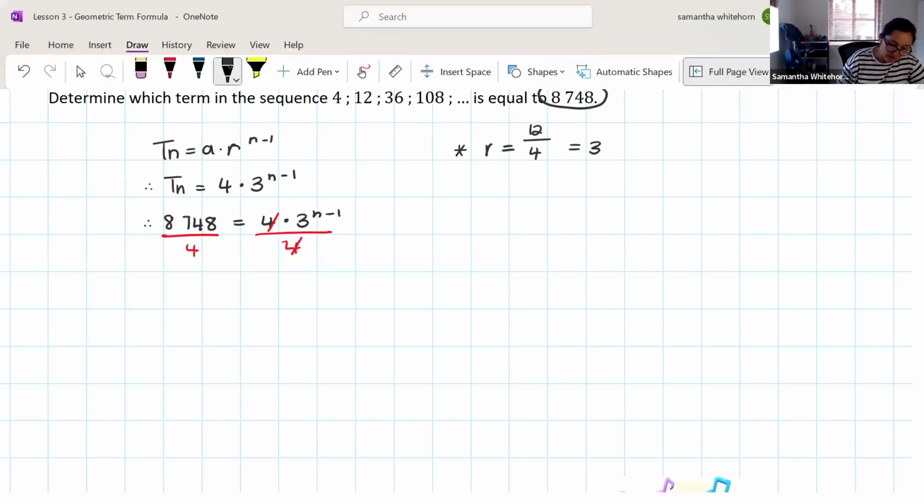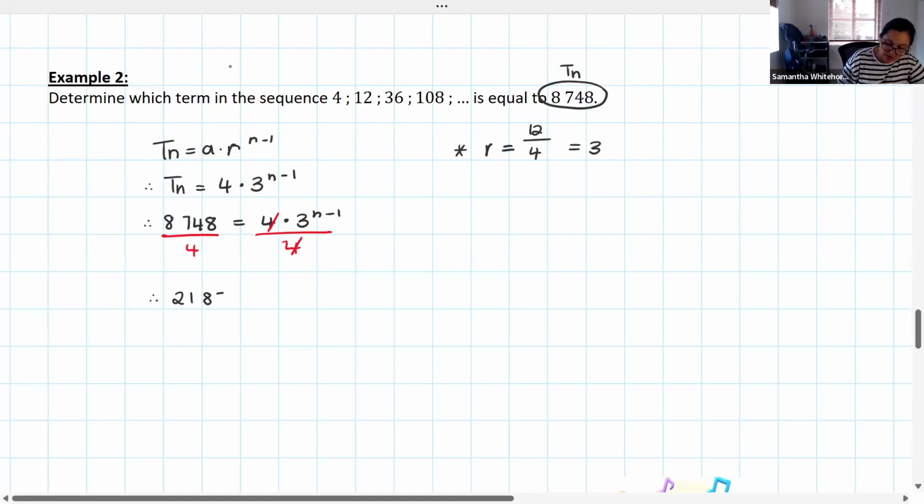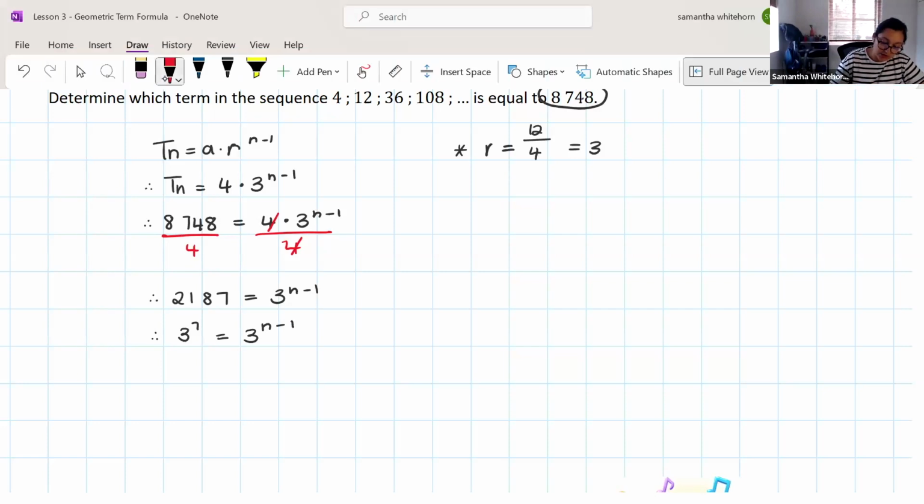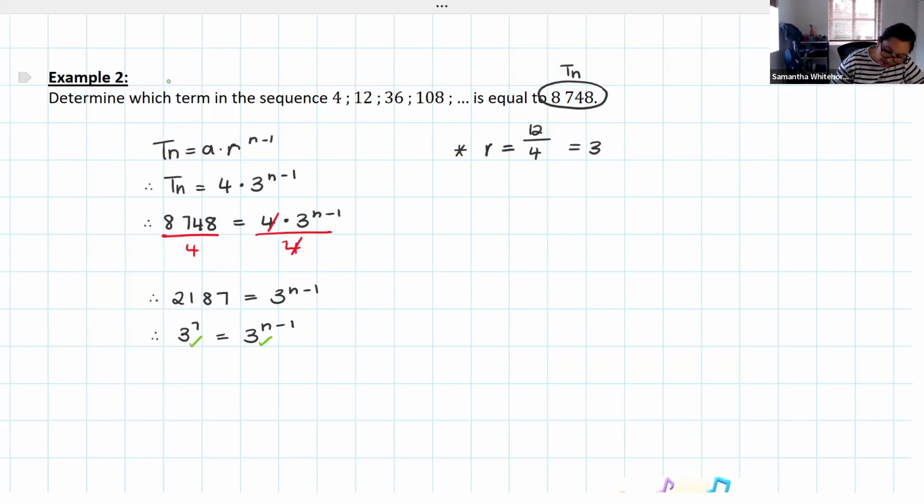If I divide 8,748 by 4, I get 2,187. Got one term on the other side, no issues. Now what I want to do is I want to write that 2,187 as a prime base. You can use your calculator. Probably want to use the ladder method for this. It probably will take a little longer, but if you need to, go for it. But what we find is that 3 to the power 7 is equal to 3 to the power n minus 1. Now remember the basic rule of exponential equations. What we need to do is we need to get our bases the same. And once the bases are the same, we can equate the exponents. So now I can say 7 is equal to n minus 1, and I can go and solve for n.